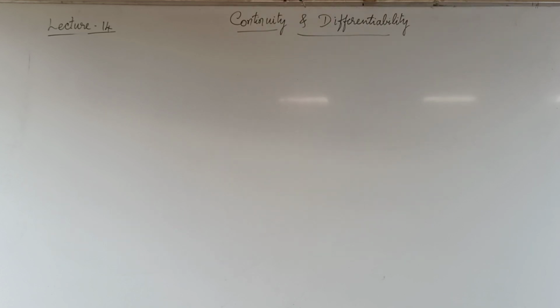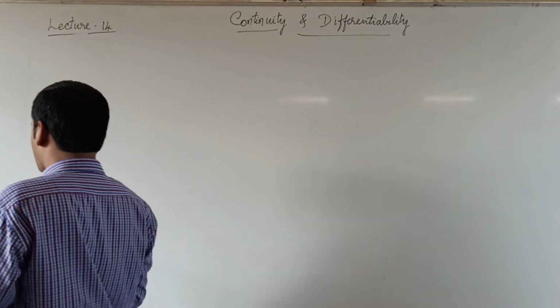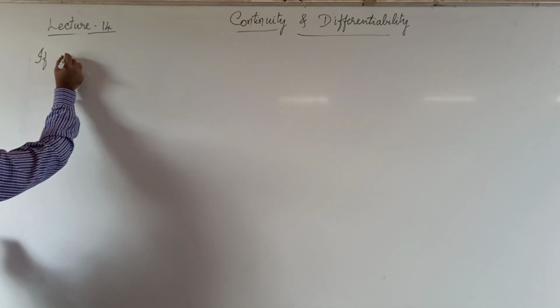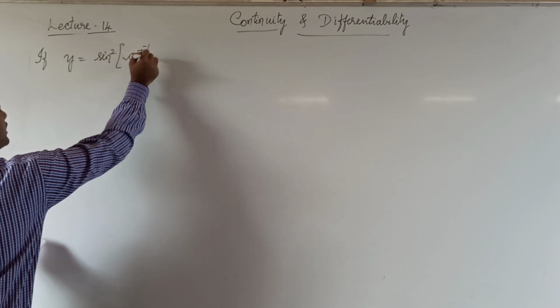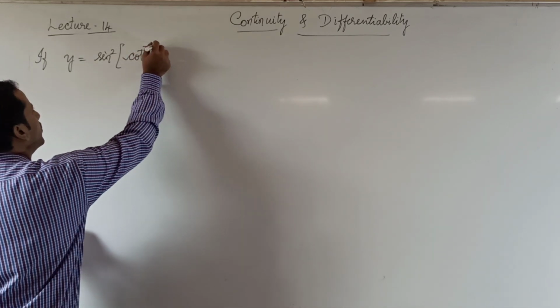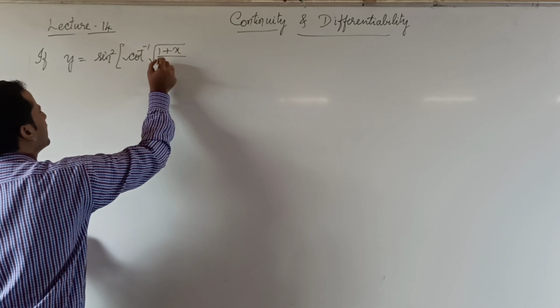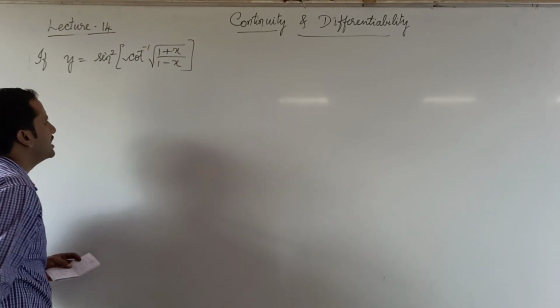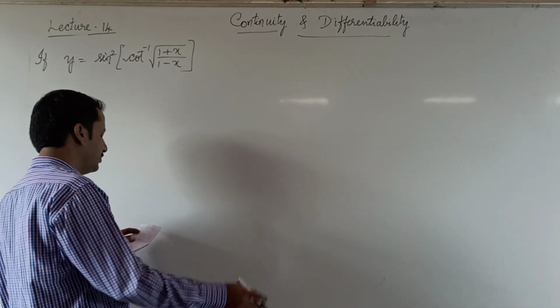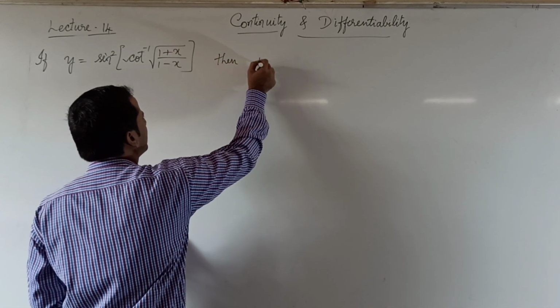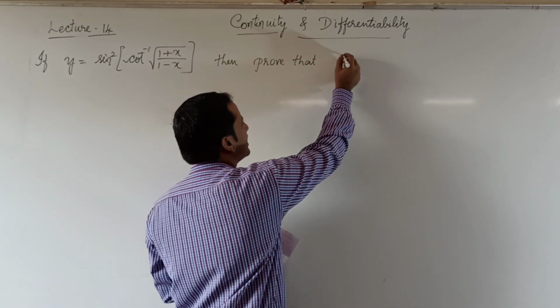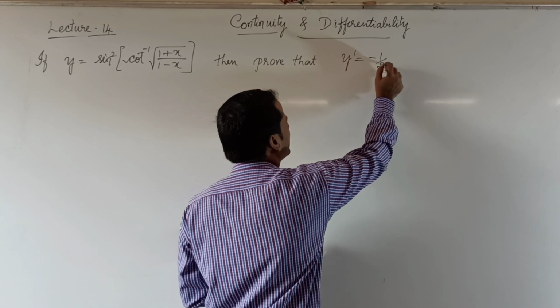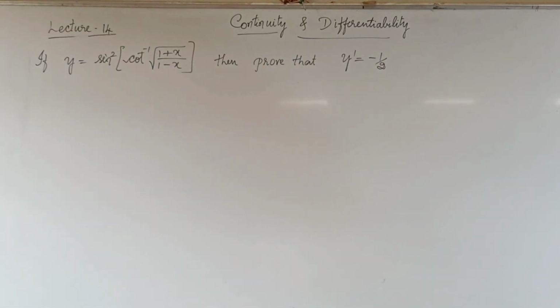If y is equal to sine square cot inverse of root of 1 plus x by 1 minus x, then prove that y dash is equal to minus 1 by 2.